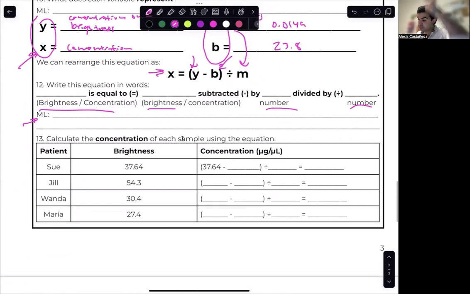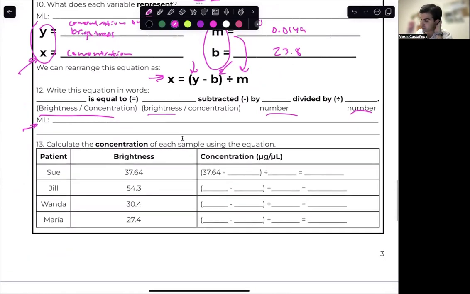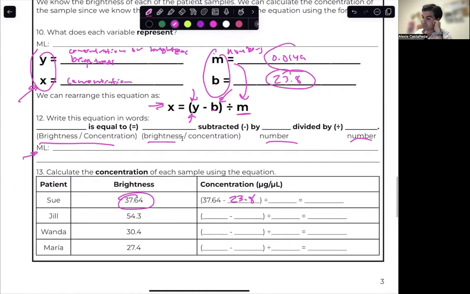So I'm going to calculate the concentration for each of these samples. So again, I'm going to follow this equation. So this is the brightness, right? So the brightness is our y minus b. Well, b is this guy, 23.8, divided by m. M here is this. And then you're going to tell me what the answer is. You're going to calculate. Make sure that you use parentheses first. And please do the same for Jill, Wanda, and Maria.